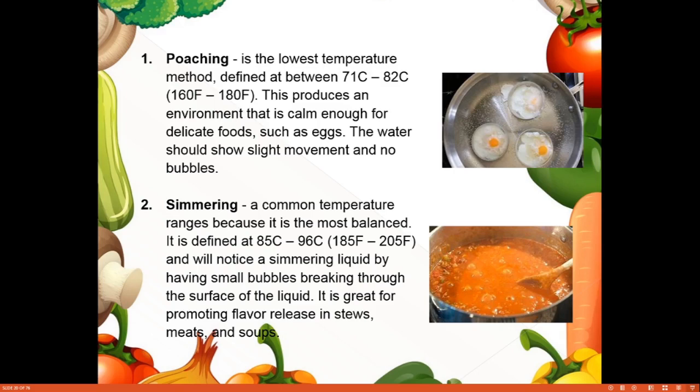Number 2, simmering. A common temperature range because it is the most balanced. It is defined at 85 degrees centigrade to 96 degrees centigrade and you will notice a simmering liquid by having small bubbles breaking through the surface of the liquid. It is great for promoting flavor release in stews, meats, and soups. So in other words, when you say simmering, it is a medium-low heat with some gentle bubbling in the pot. The basic simmer is often used again for soup and stews.